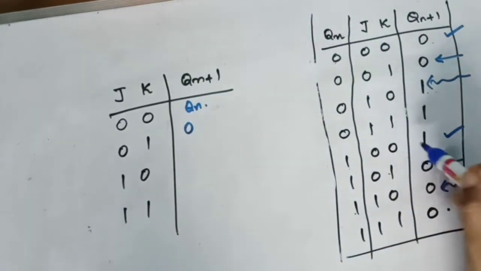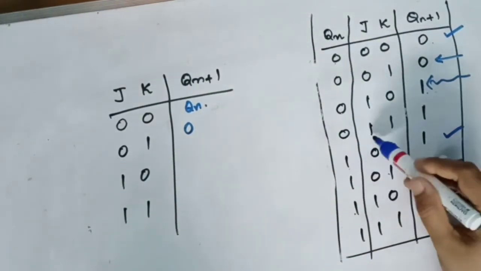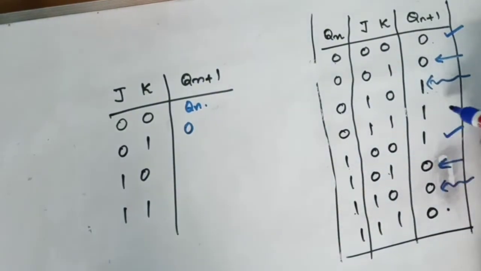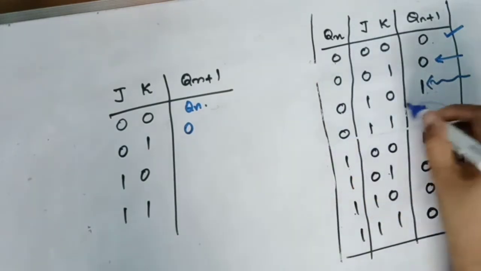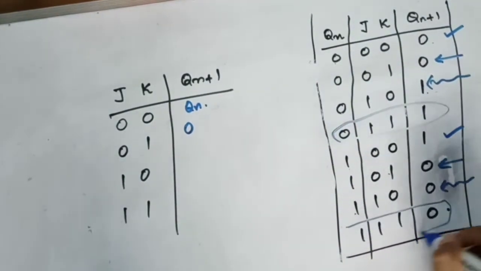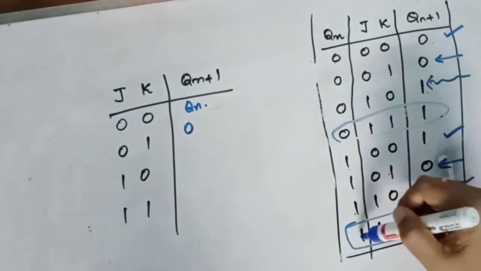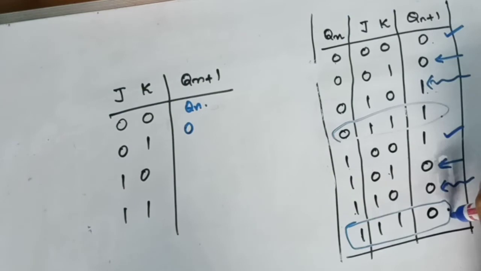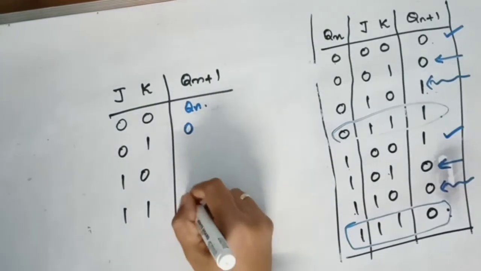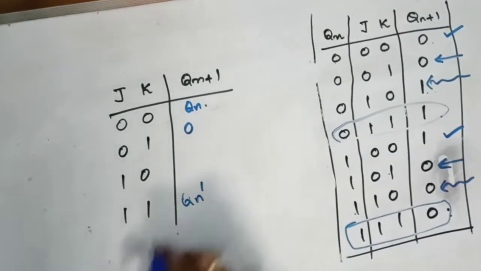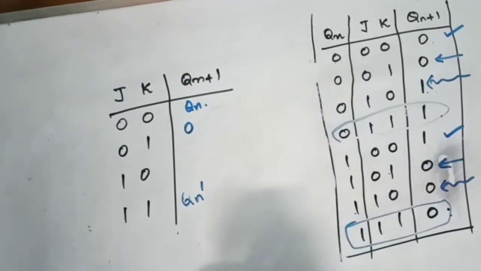Okay. So last one is 0, 1, 1. 1, 1, J1, K1. So that is this one and this one. So if Qn is 0, Qn plus 1 is 1, Qn is 1, Qn plus 1 is 0. So that is Qn bar. So we made a mistake. So this is our table. We made a mistake. So I'll just check.